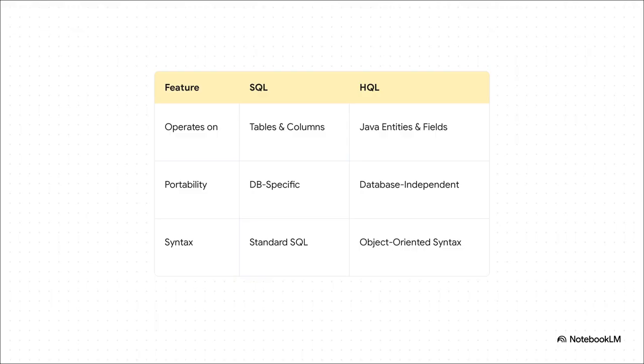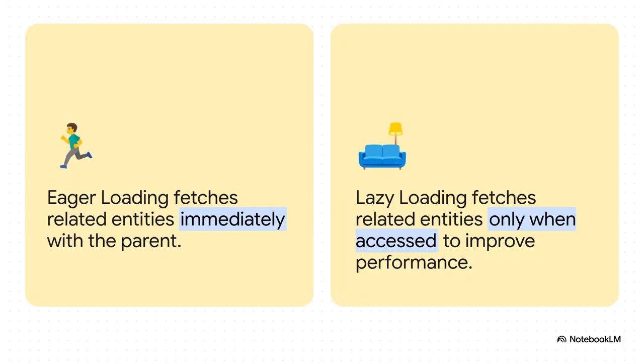Now, instead of writing raw SQL that operates on tables and columns, you write HQL that operates directly on your Java objects and their fields. For example, you can write a query like, "from Course where price < 100." See that? You're using the object name Course, not some database table name. Hibernate then takes that and translates it into the correct optimized SQL for whatever database you're connected to. It's completely portable.